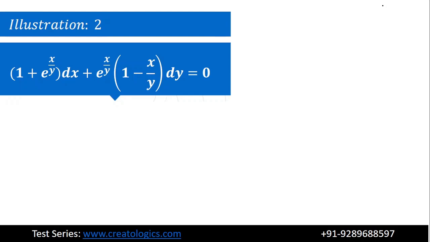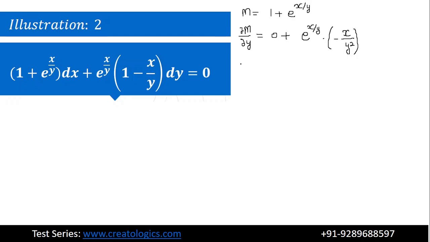So first we have to show that this differential equation is exact. So let's take M. What is M here? M is this 1 plus e raised to the power x upon y. Now partially differentiate it with respect to y, keeping x constant. So the derivative of 1 is 0 plus the derivative of e raised to the power x upon y, which comes out to be e raised to the power x upon y, same, then the derivative of x upon y with respect to y. What will be the derivative of x upon y with respect to y? It will be minus x upon y square.